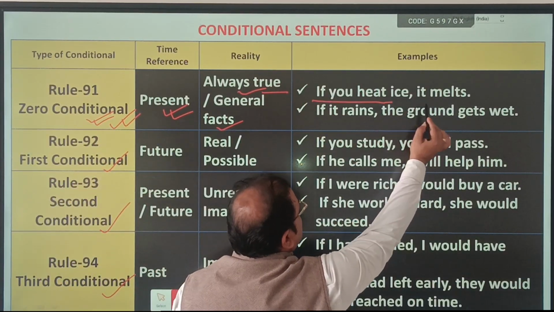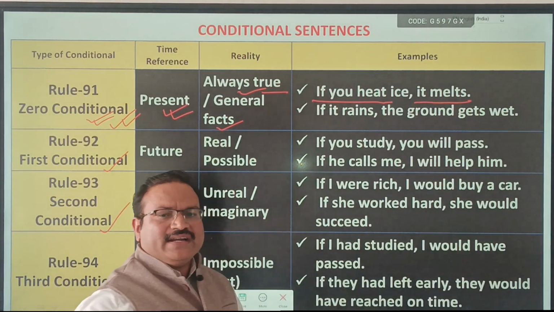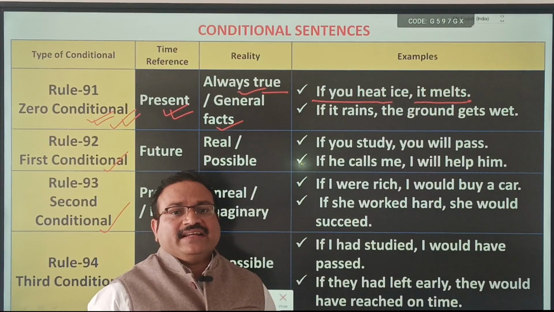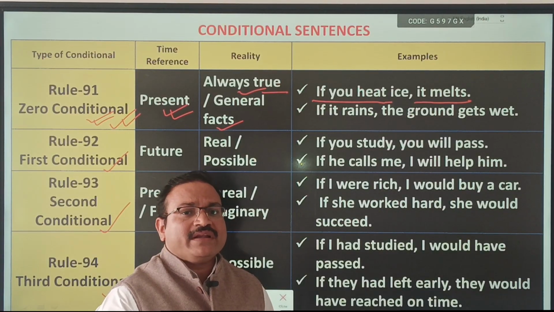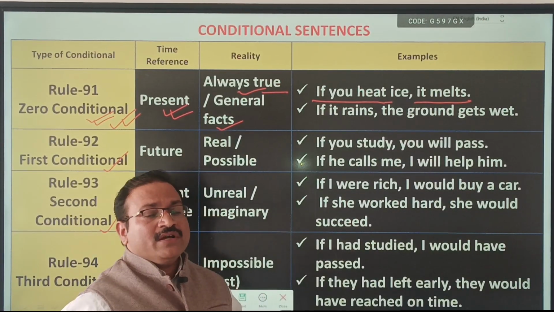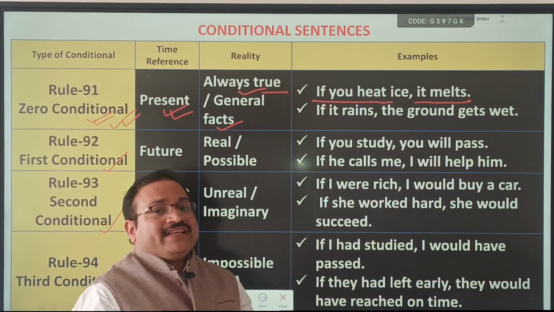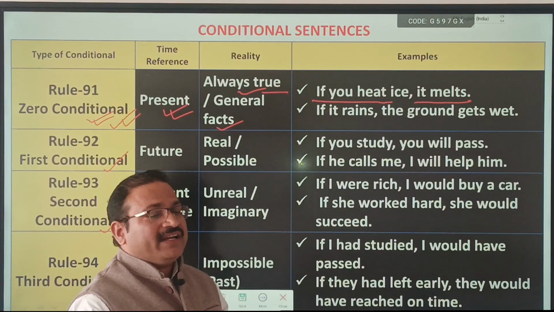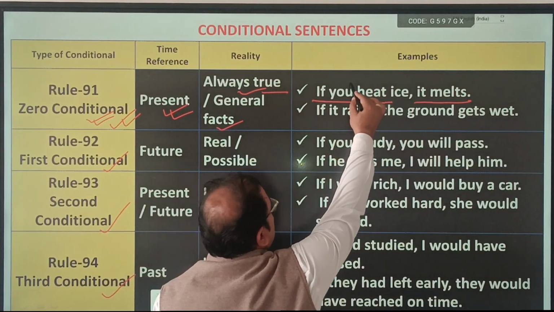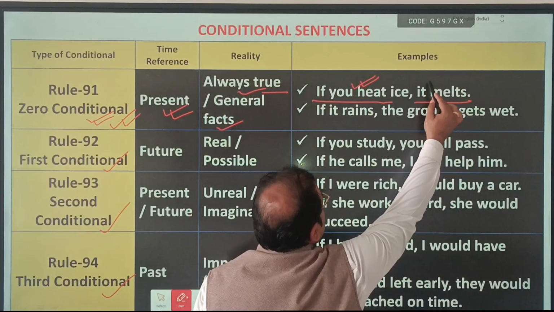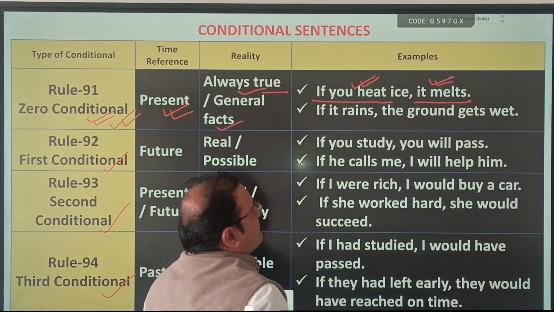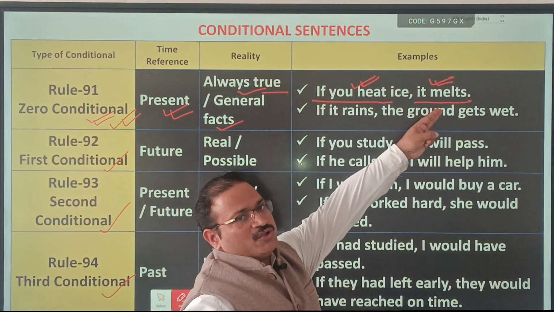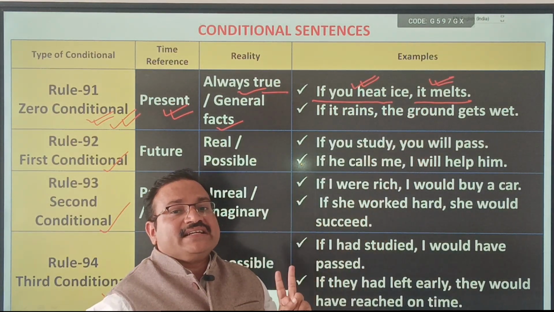If you heat ice, it melts. It's universal truth, scientific truth, proven truth that if you heat the ice, what will happen? The ice melts. So if the condition is factual, based on universal truth, proven truth, then the first part will be in present indefinite and the second part also in present indefinite. Both the parts, means if clause and main clause, will be in present tense.